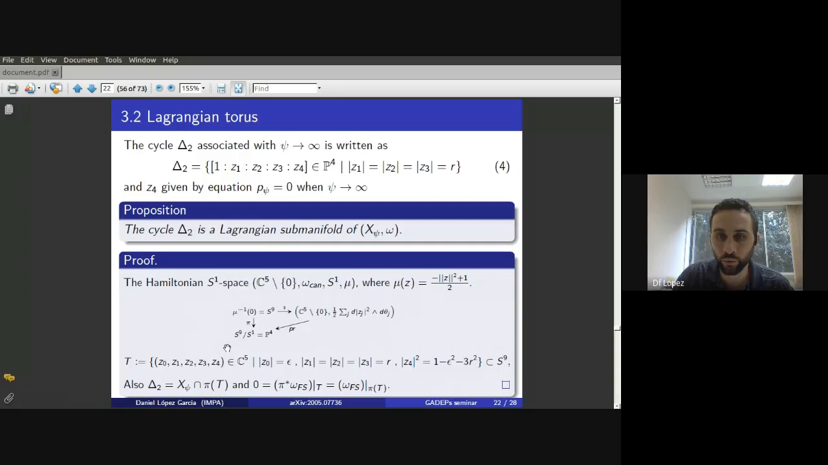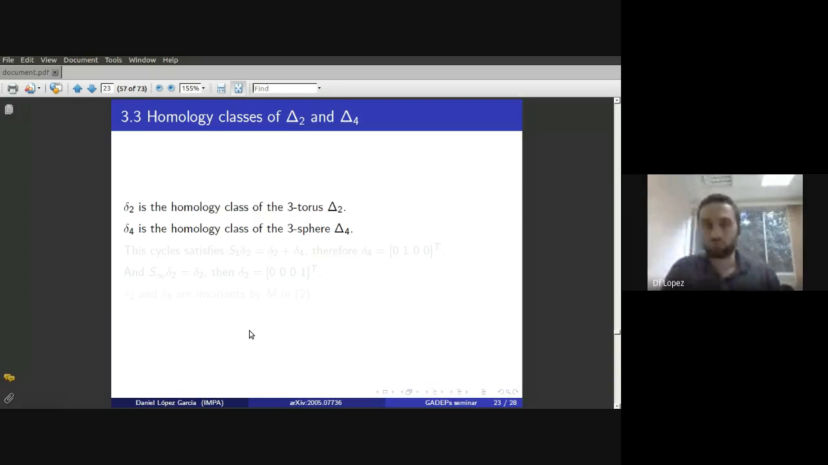So, until here we have two Lagrangian submanifolds. One is supported in a Lagrangian three-sphere, and the other one is supported in a Lagrangian three-torus. And we have an explicit expression for the monodromy action. And remember that the monodromy is given by a symplectomorphism.